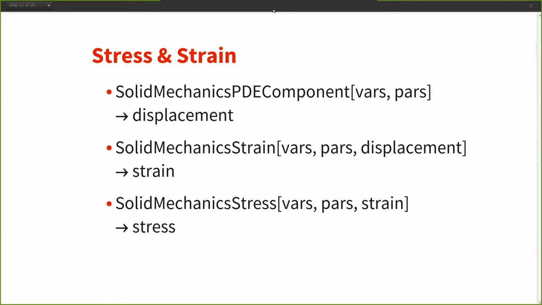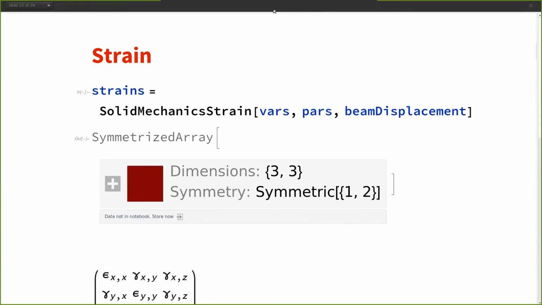What we hadn't seen in previous PDE fields of physics is that this one, the solid mechanics, has companion functions. So the SolidMechanicsPDEComponent generates the displacement in principle when you plug it into NDSolve. The SolidMechanicsStrain takes vars and pars as for the PDE component and the displacement we've just computed, and will give us the strain in that object. And the second function is the SolidMechanicsStress. It takes vars and pars and gets the strain from the previous computation and will return the stress. So let's have a look at what that looks like.